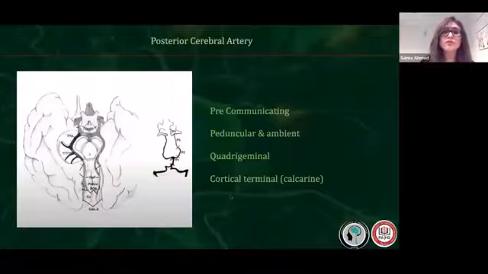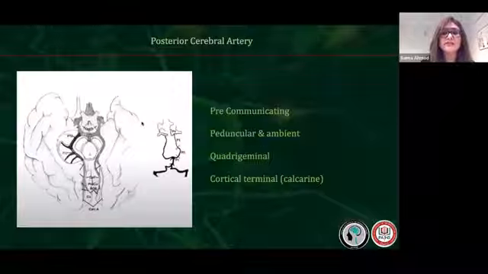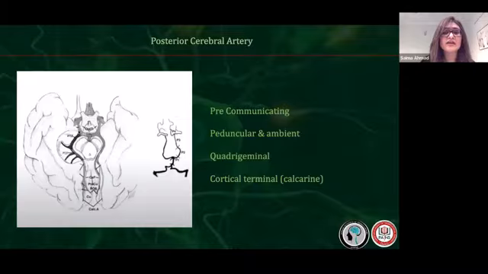Next we move to the posterior cerebral artery. The posterior cerebral artery again has 4 segments. Its P1 segment is the pre-communicating one, and then it is in the interpeduncular fossa. Then P2 is the post-communicating, from here arises the posterior communicating artery, and then the P2 segment, which is the ambient one, and then P3 within the quadrigeminal part, and the calcarine one, which is the terminal one.